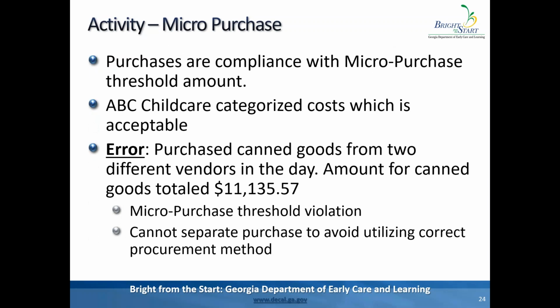So the one error that we did find was that ABC Childcare purchased canned goods from two different vendors within that same day. And the amount for canned goods totaled $11,135.57. So the error that we noticed is the micro-purchase threshold was violated.